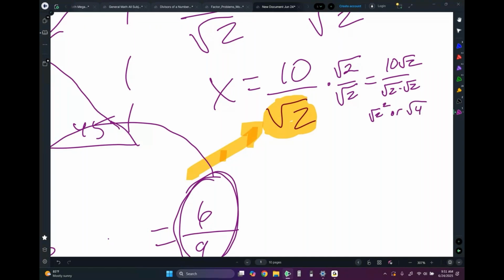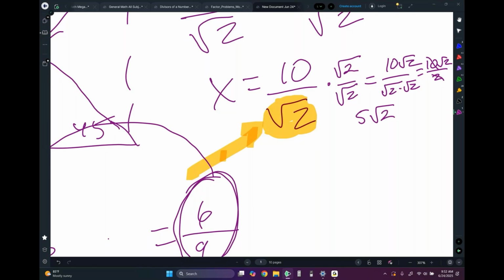What's the square root of 4? 2. Look what that did for me. That ended up with 10 root 2 over 2. Now the denominator doesn't have a radical. And this simplifies, right? 10 divided by 2 is 5. So it's 5 root 2.